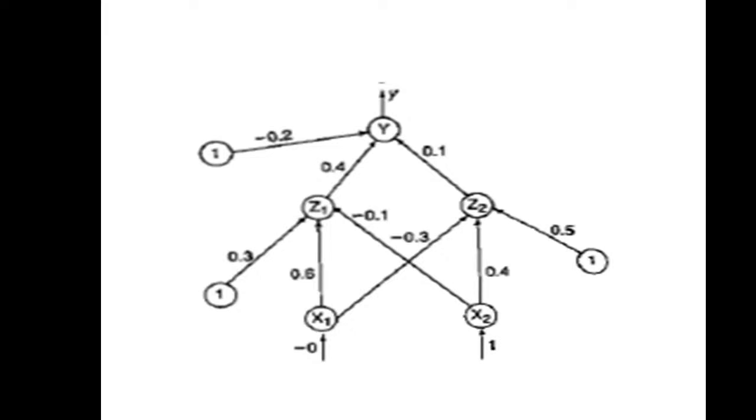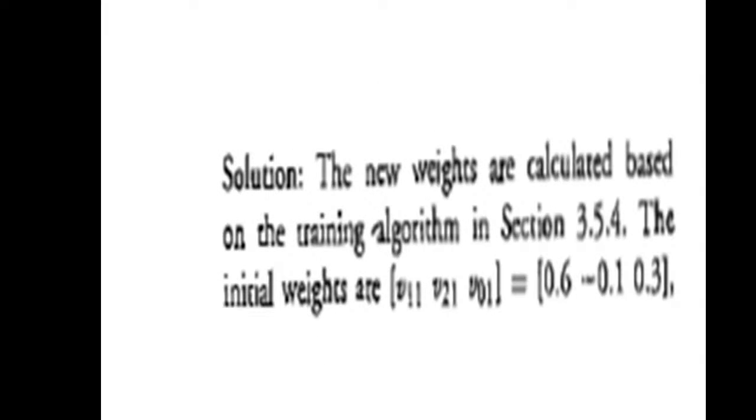So if you have drawn this figure, let's move ahead and try to solve this particular problem. Step by step we are going to solve this. Here, the new weights are calculated based on the training algorithm. There is one algorithm which we will discuss, and once we solve this particular problem, it will become much easier. So the initial weights which are given are 0.6, minus 0.1 and 0.3.